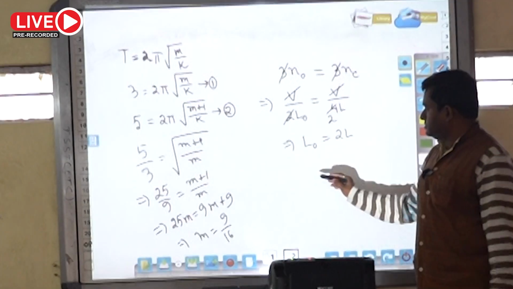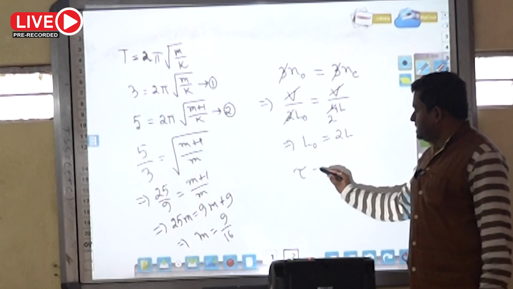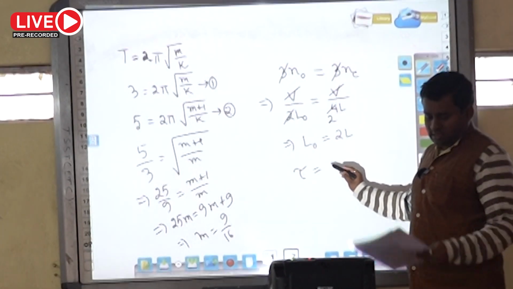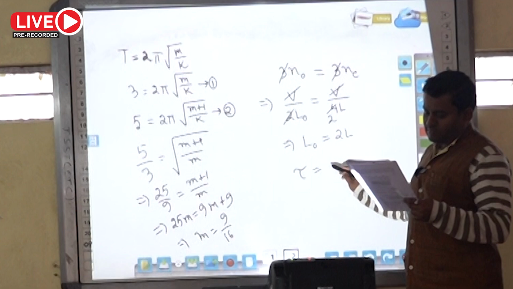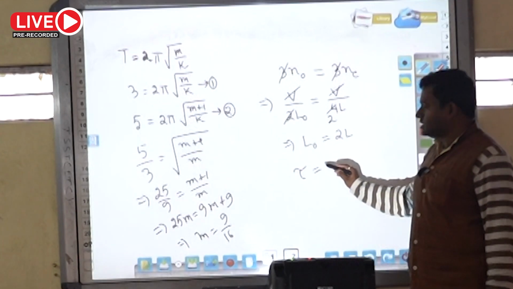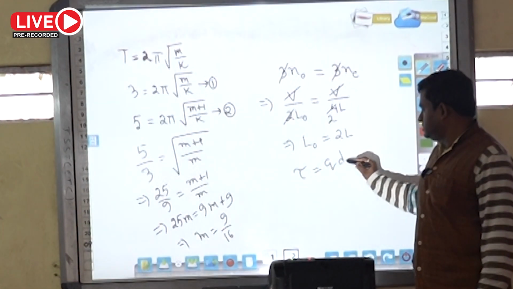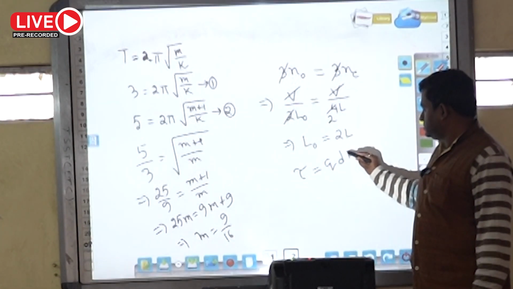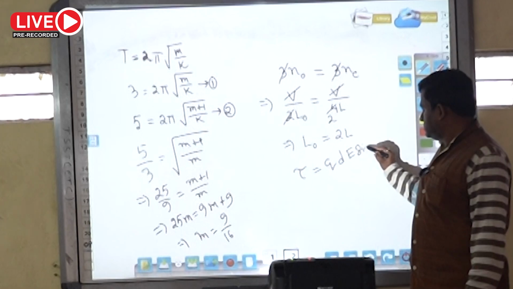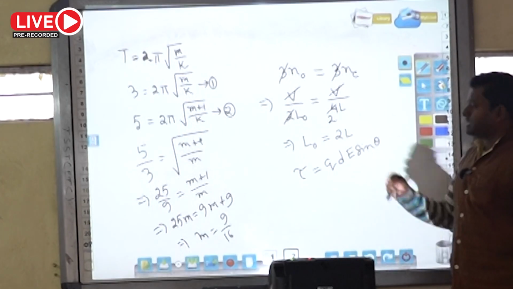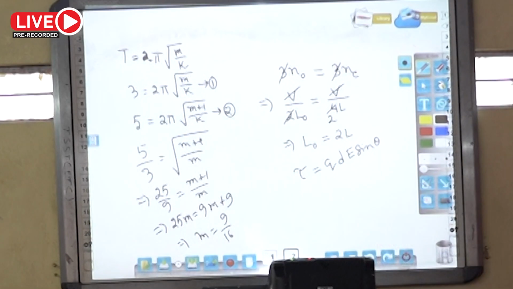Just use this formula, tau equal to pE sin theta. Because you have given that the torque is given, tau equal to pE sin theta, but p can be written as q into d, into E sin theta. Then calculate q from that.